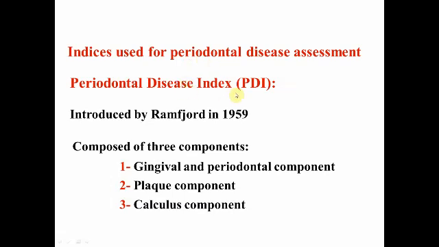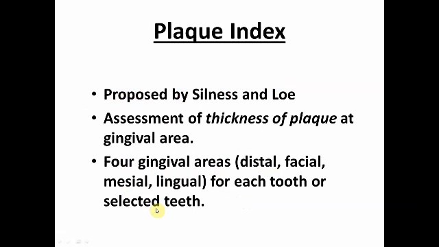For periodontal disease index, we have an index introduced by Ramfjord in 1959, the periodontal disease index. Here we have plaque, calculus, and gingival. It adds the gingival periodontal component in addition to plaque and calculus.